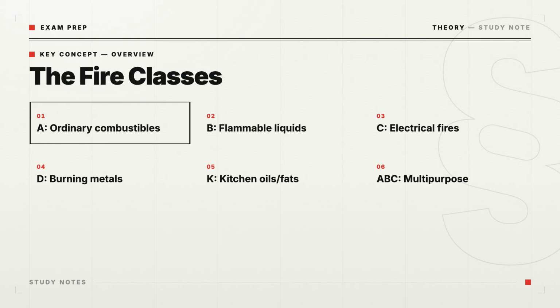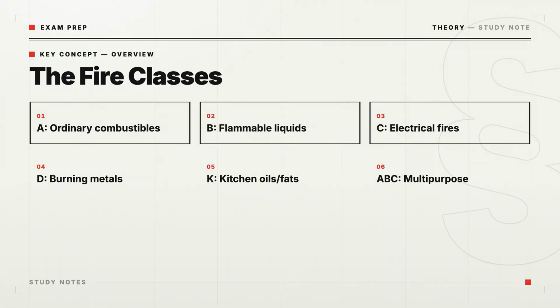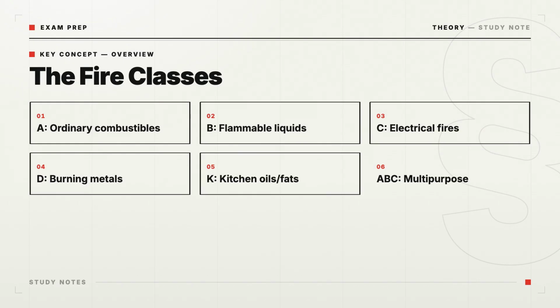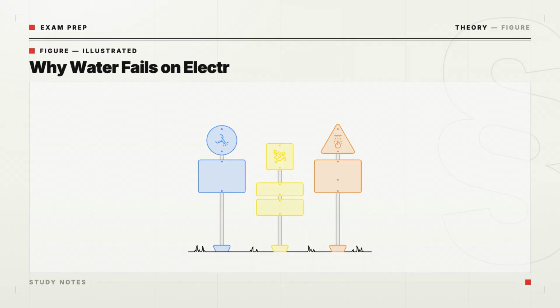Class A covers wood, paper, and cloth, put out with water or a standard extinguisher. Class B covers flammable liquids like gasoline and oil, where water only spreads the flame. Class D handles burning metals, and Class K covers kitchen grease fires. Because carrying 5 extinguishers is impractical, many facilities mount a multi-purpose ABC unit as a reliable default.